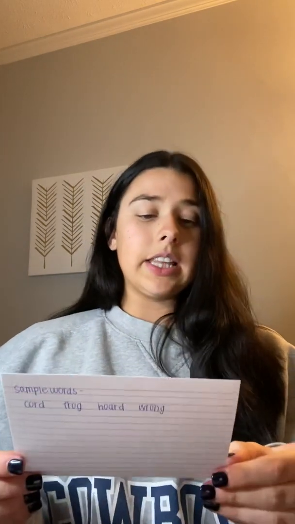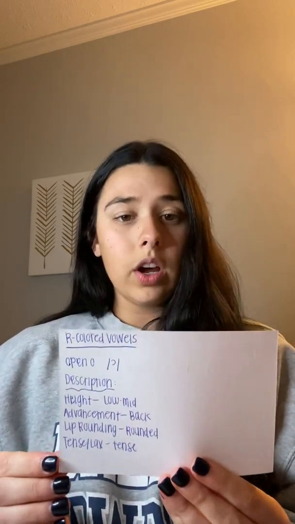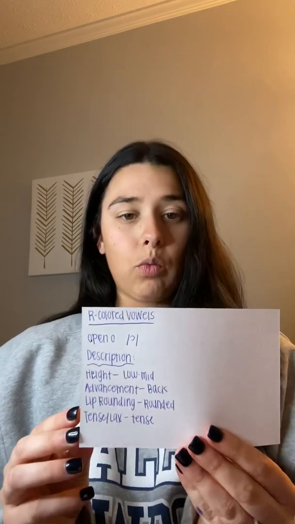The next R-colored vowel is the open O. The description: height is low-mid, advancement is back, the lips are rounded, and it is tense. Some sample words include cord, frog, horde, and wrong.